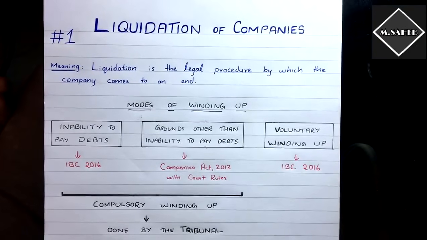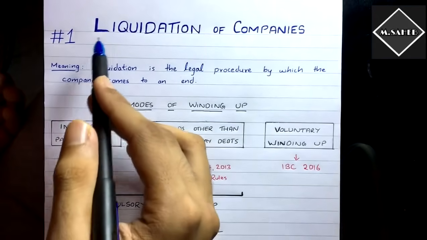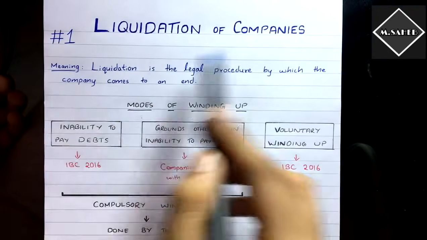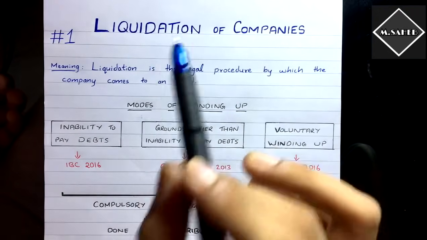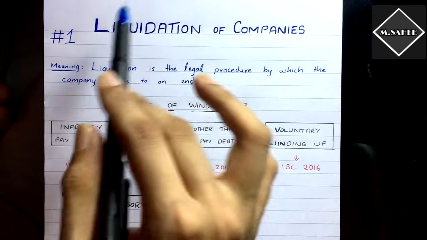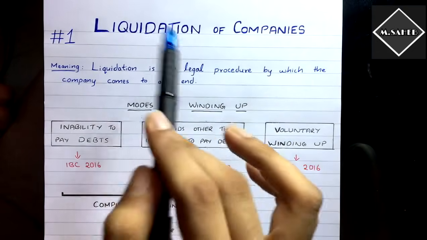Hi everyone, in this video we are going to start this new chapter of company accounts, that is liquidation of companies. Now this chapter, liquidation of companies, is a very simple and easy chapter. Believe me, it's very simple, because here there is very little accounting. Mostly here it is format.